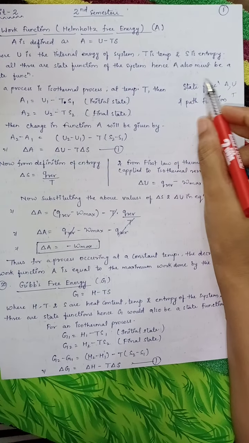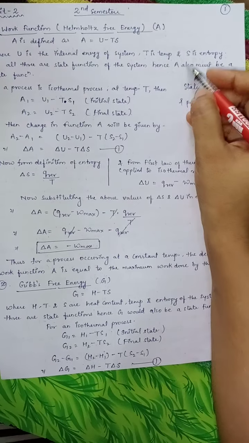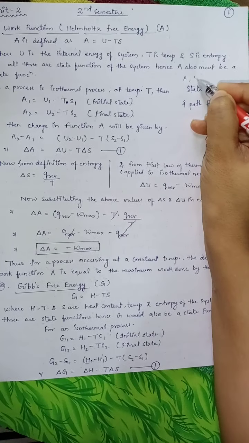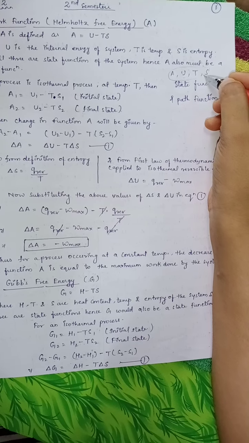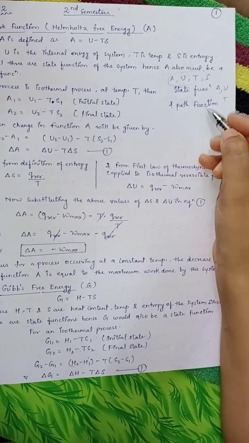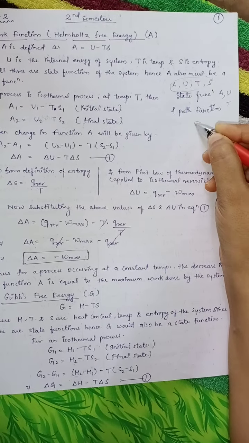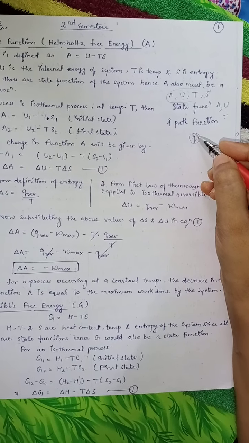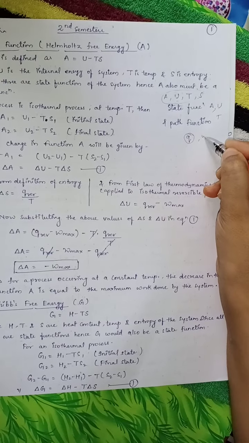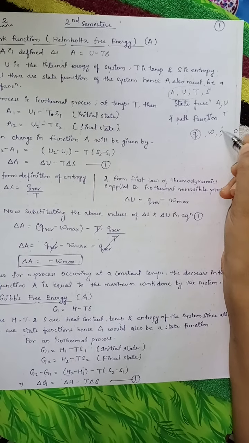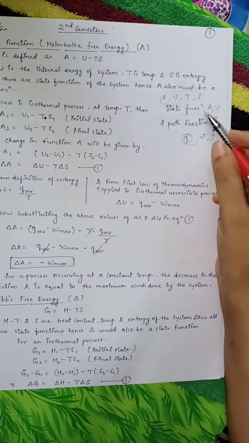I am going to tell you a very small trick. If you are getting any of the terms in capital letters, like A, U, T or S, this comes under state function. And path function will always be denoted by a small letter, like q, which is denoted for heat, and small w, and fugacity, etc. So this all comes under path function. So don't worry, students, you can easily identify it.